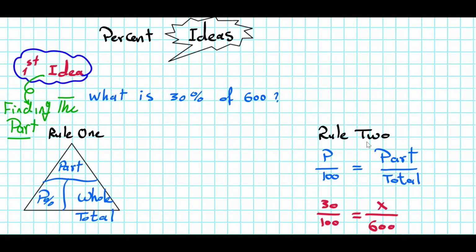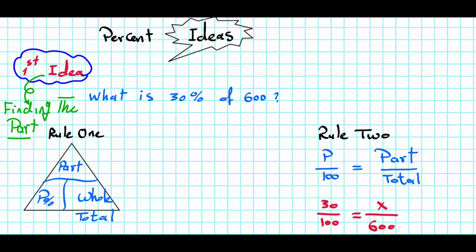Hello guys, today inshallah we're going to summarize the percent ideas. About six ideas we have here. First idea is about finding the part. Of course, we know that we have a part and total and a percent. So if you can form this triangle, it will save a lot of time. Part, percent, whole or total.